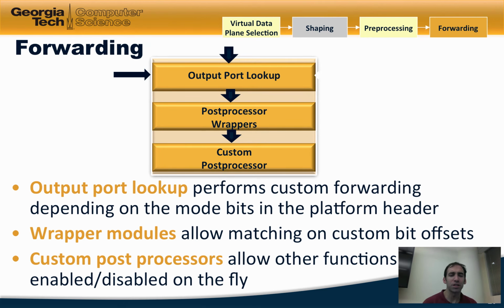Forwarding consists of 3 steps. There's an output port lookup process, which performs custom forwarding depending on the bits that have been set in the platform header. Wrapper modules allow matching to be performed on custom bit offsets, and custom post-processors allow other functions to be enabled or disabled on the fly.